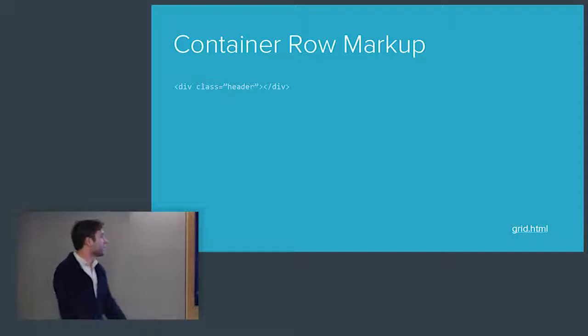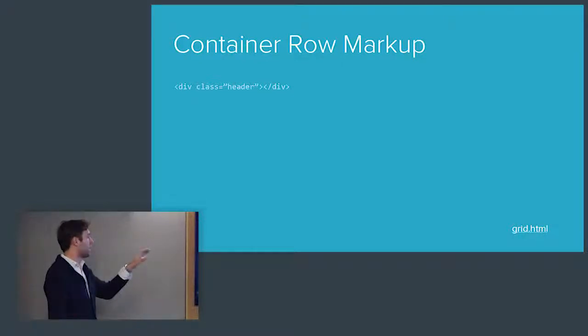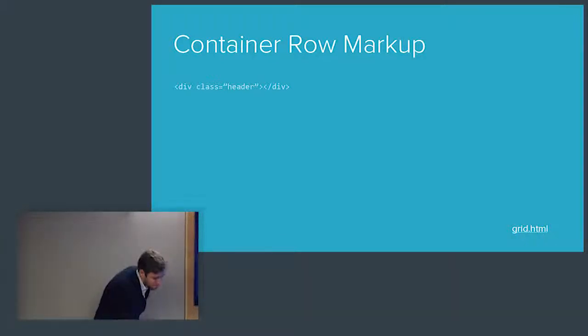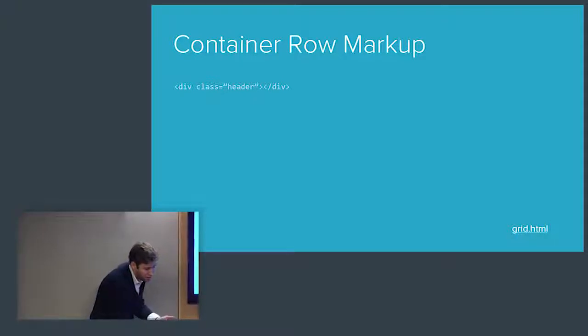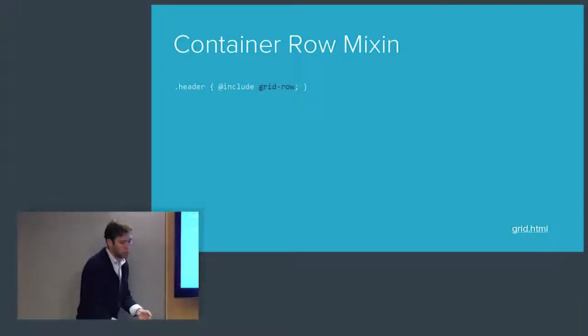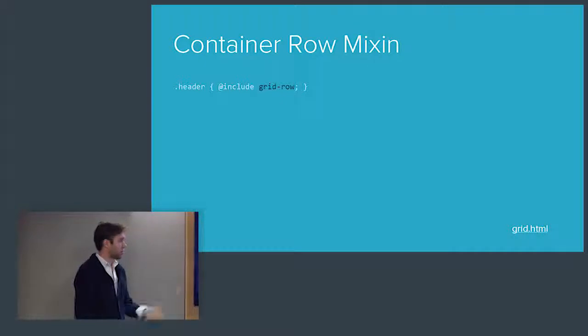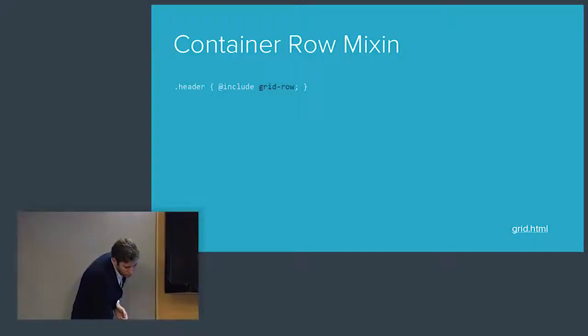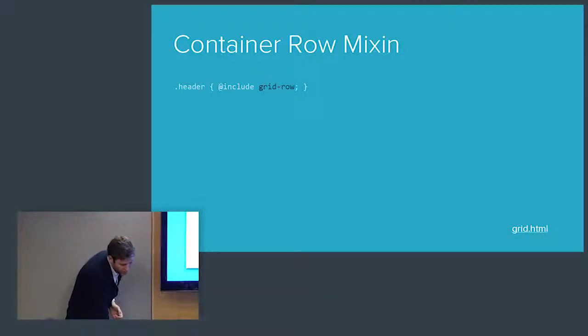All right, so let's look at container row markup. If we're going to build a row with mixins, this is all we need. We need an element, and we're going to give it a class of header to be semantic, to describe what it is and not what it looks like. And to make this behave like a row, we need to include the row mixin. So we'll select the header and we'll do include grid row, and that will give us a nice container row right here, ready to put columns into.